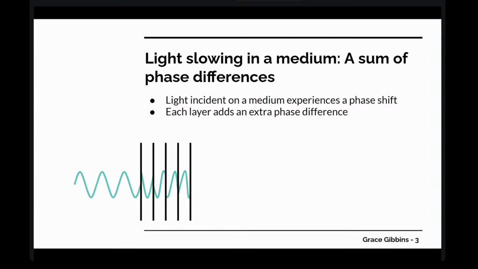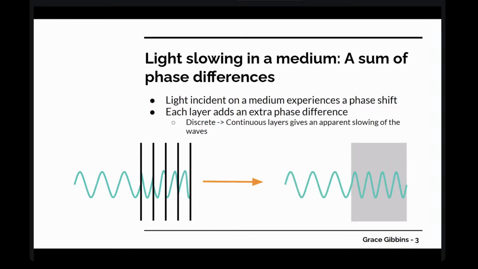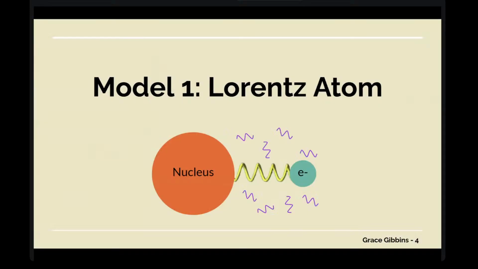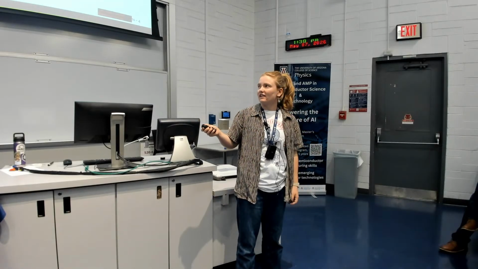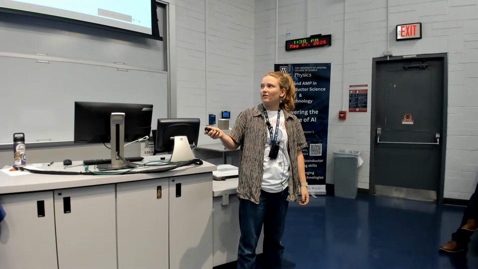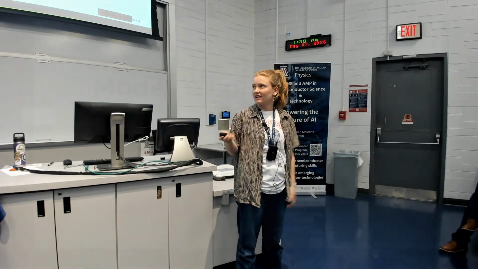And then if you move to having a bunch of those sheets in a row, the phase shifts add up. And then moving from a discrete case to a continuous case, that's where our apparent slowing is coming from. So the first model we were deriving was for a Lorentz atom, where we model an atom as a simple harmonic oscillator. So you have an electron held to the nucleus with a spring.